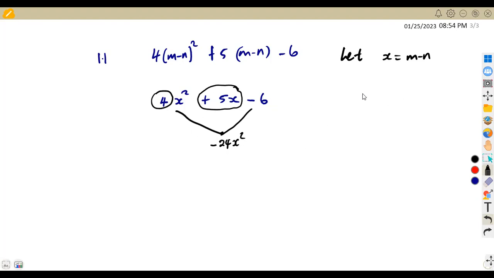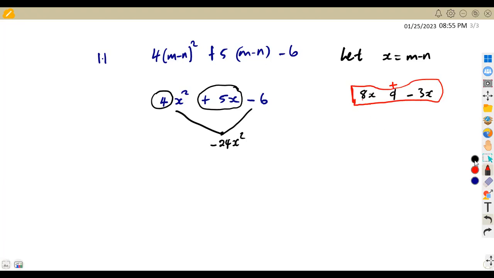You try your factors. So in this case, I'm just going to give you these two. We've got 8x and minus 3x. If you multiply these, 8 times negative 3, that's negative 24. If you add 8 plus minus 3, you obtain 5, which is 5x. So these are the two factors that you're going to substitute in the middle term.